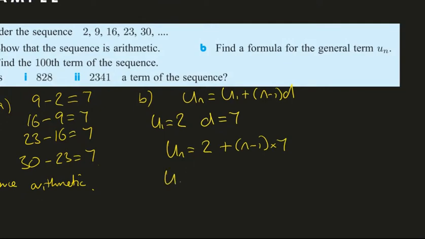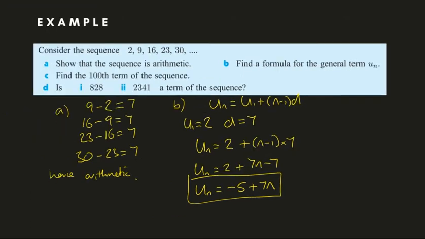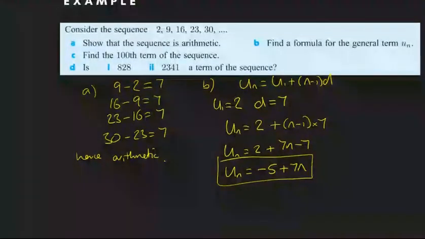Now, we should probably simplify that a little bit. So let's expand the bracket, 7n minus 7. So I think probably the best way of writing this would be negative 5 plus 7n. That is our formula. That will help us to find any term in this sequence that we like.